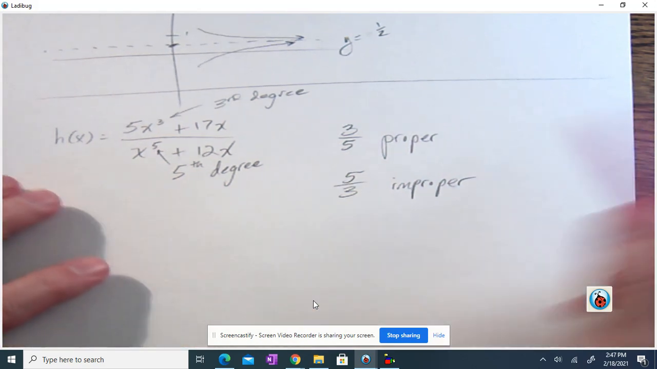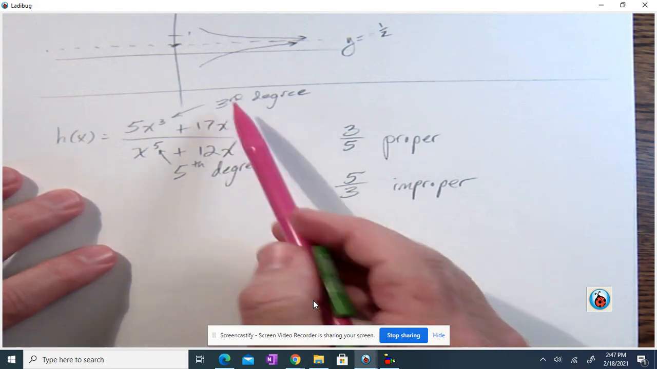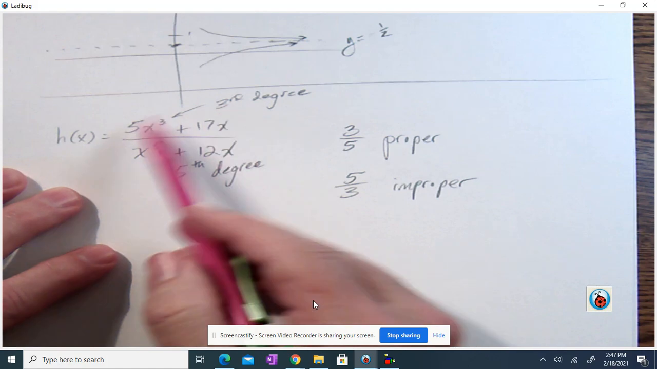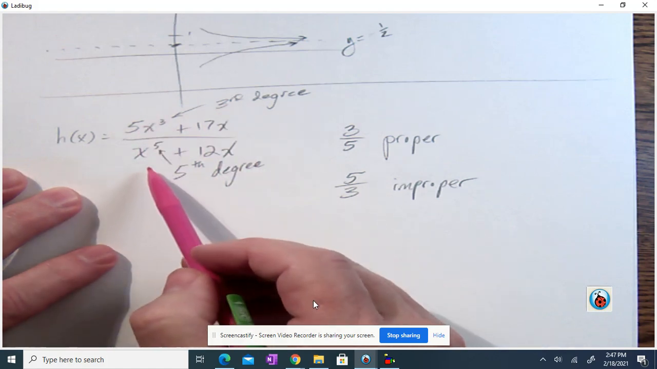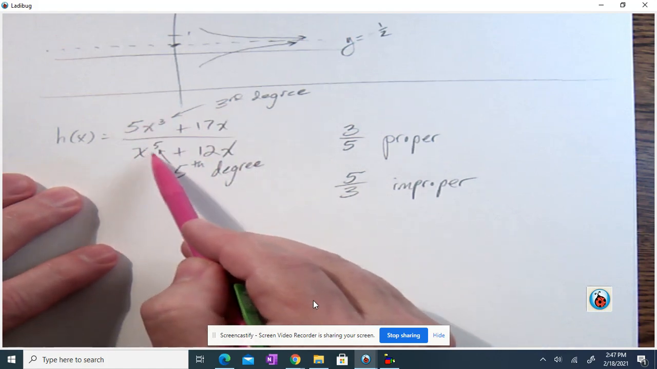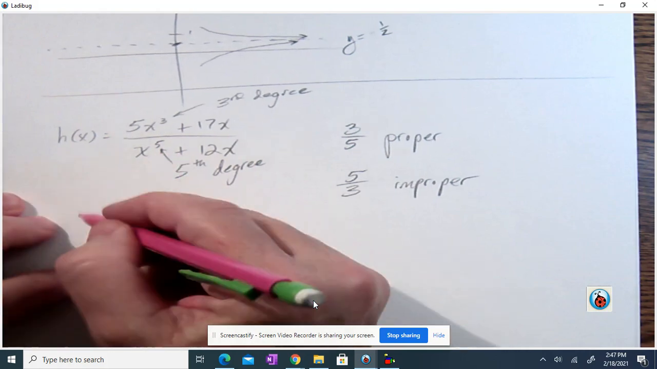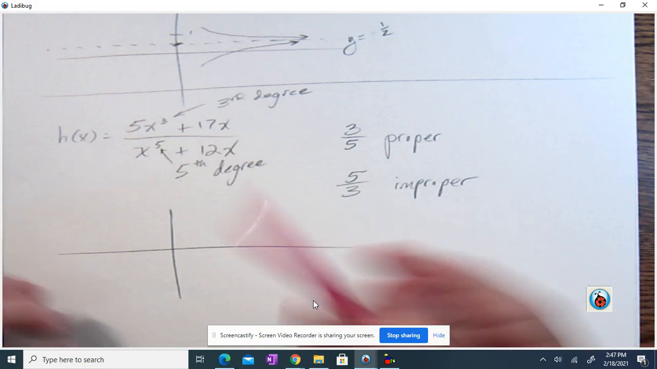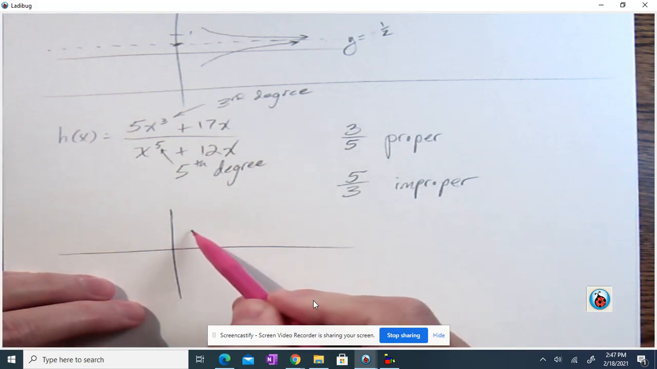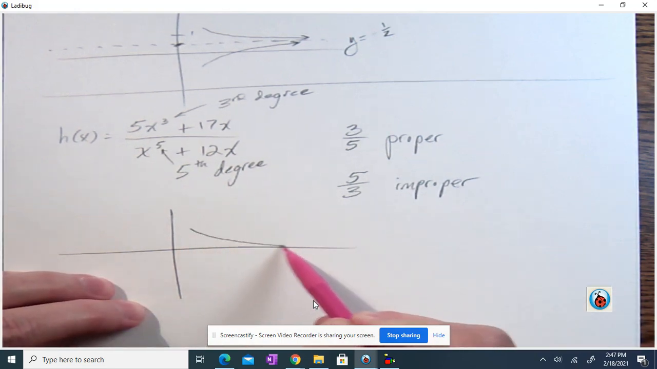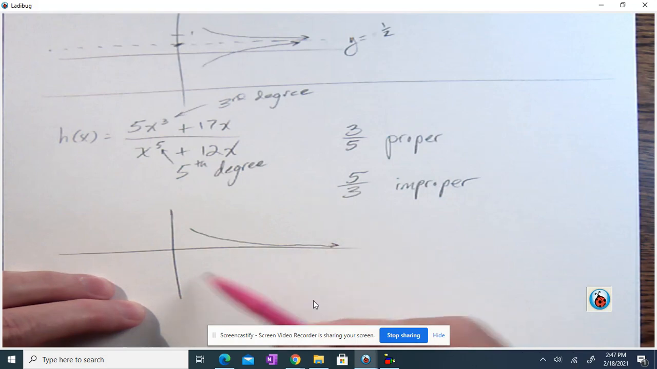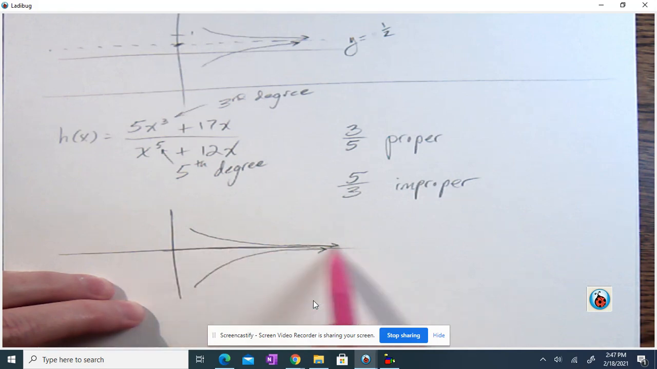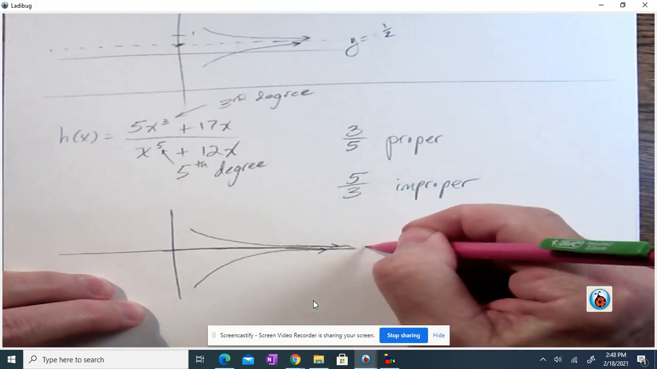All right, so we're doing the same thing here with degree, right? I've got 3/5, which is proper. Whenever you have a proper rational function like this, there will be a horizontal asymptote at y equals 0. So that means when you graph this thing, at some point it's going to approach the x-axis, either from above or from below, right?